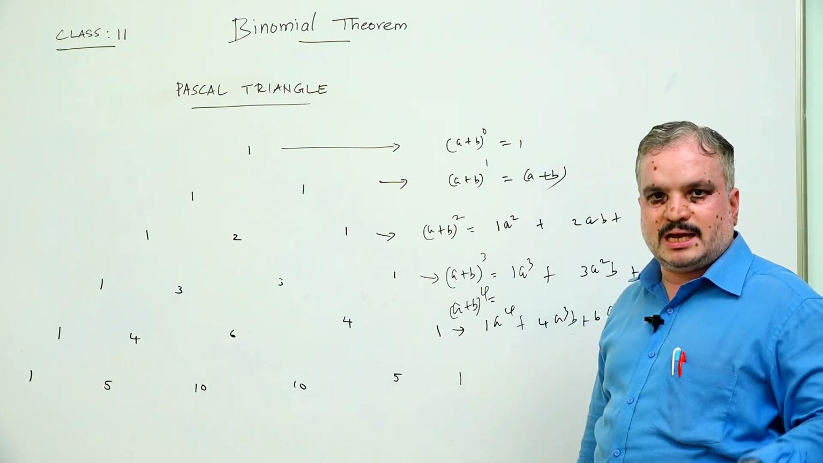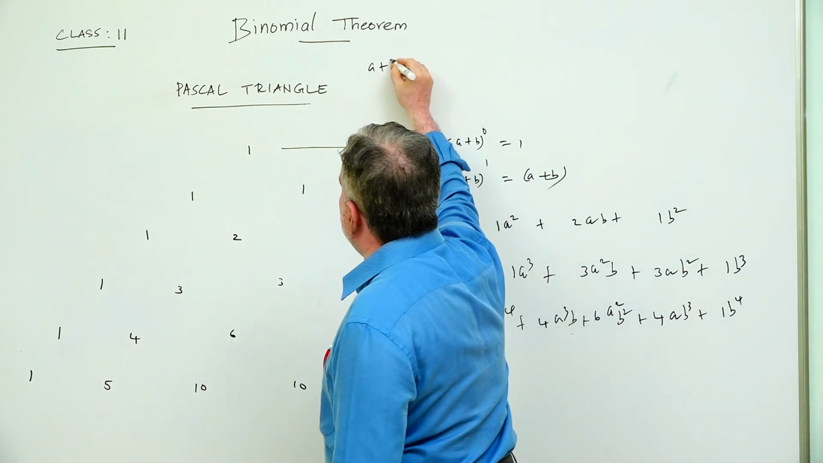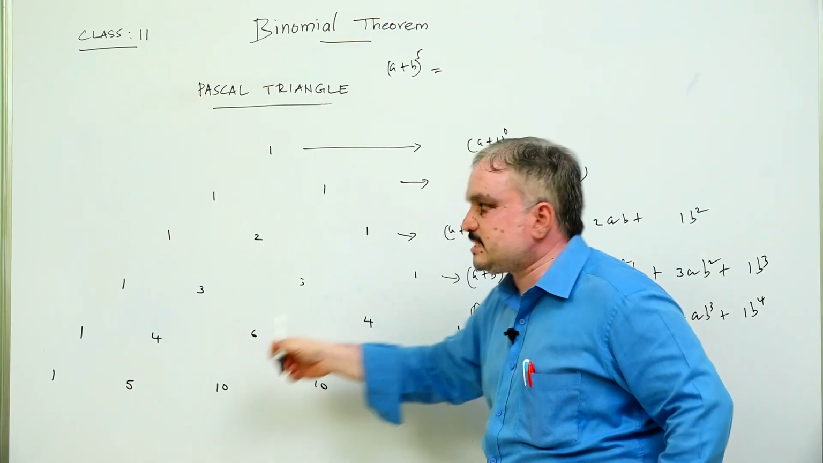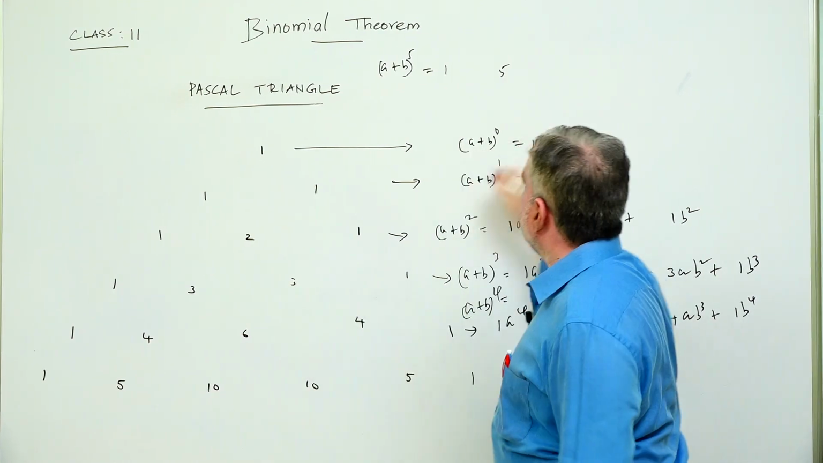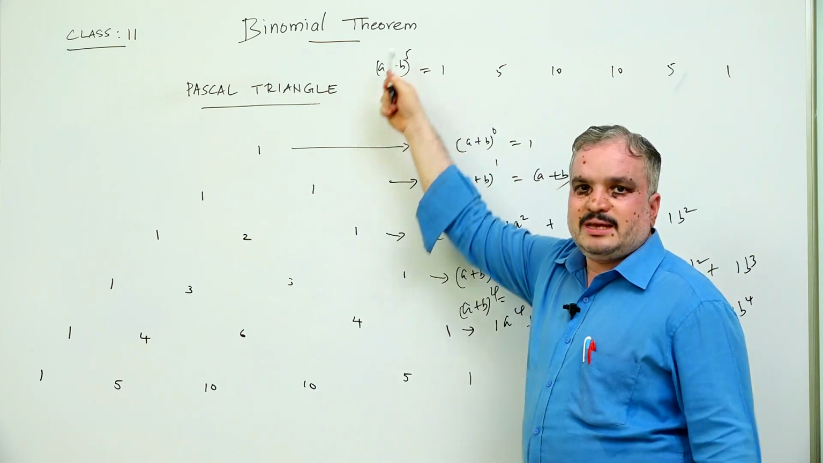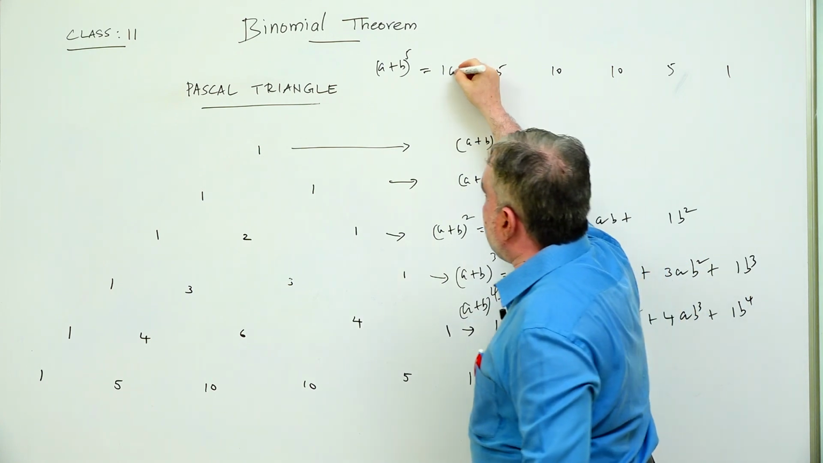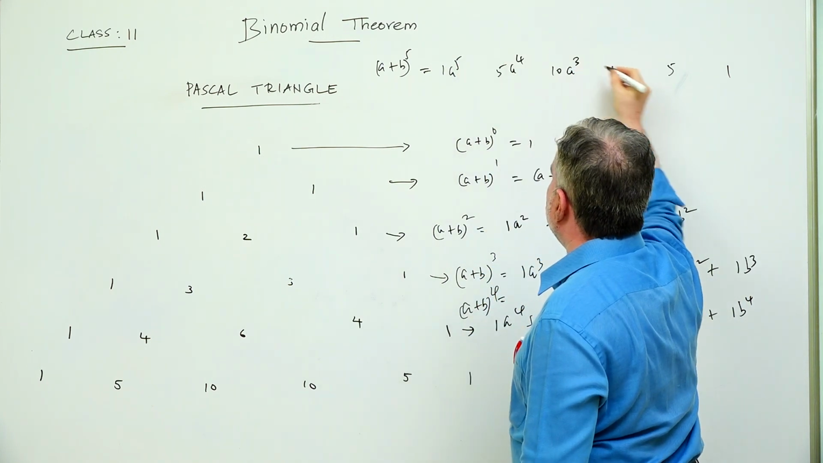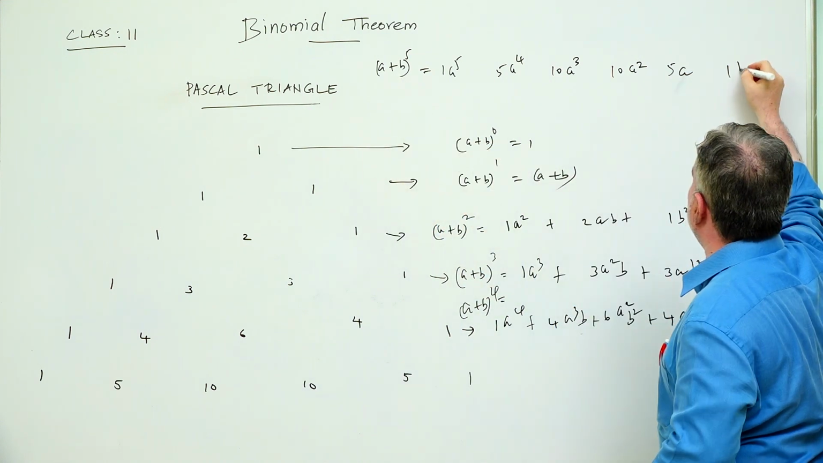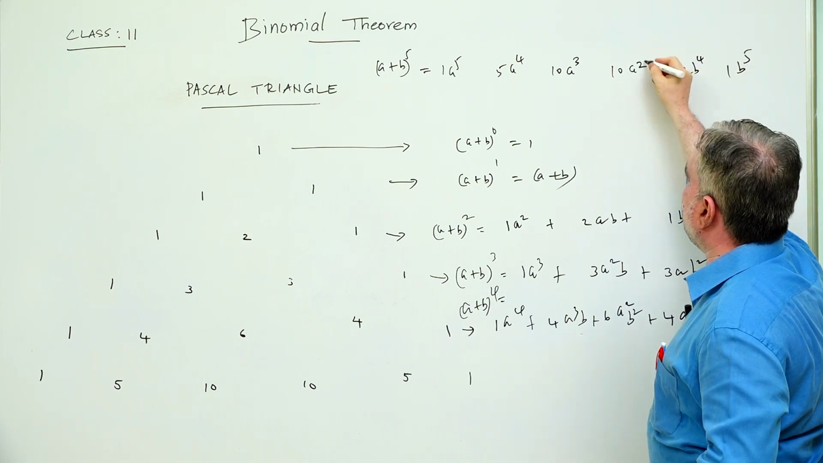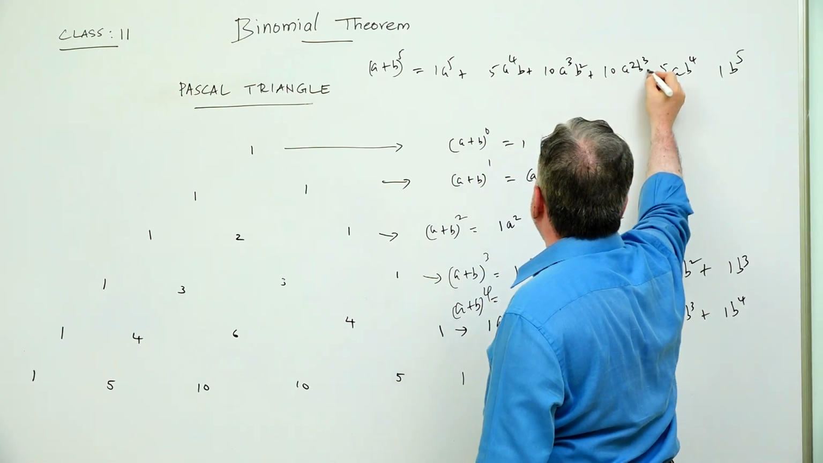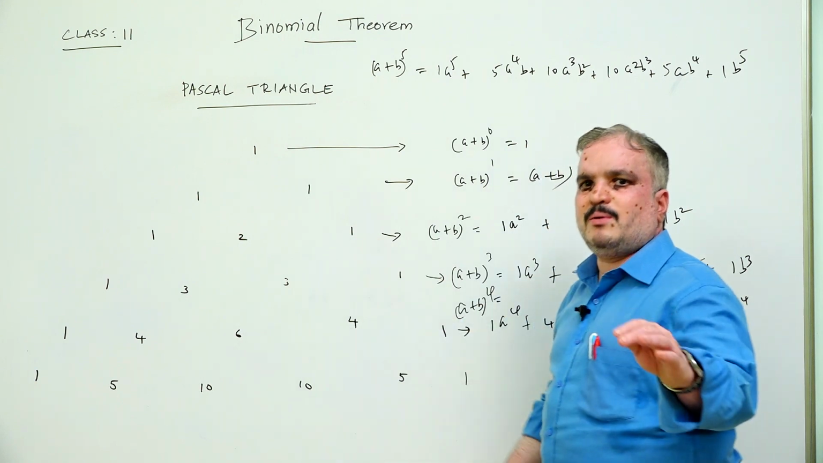Similarly, we are going to find the expansion of a plus b whole power 5. We know the idea. First we take the coefficients 1, 5, 10, 10, 5, 1. Here you see a power 5 is there, so we take a power 5 first, then a power 4, a cube, a square, a. We end with b power 5, so we go b power 5, b power 4, b cube, b square, b. This is the expansion of a plus b whole power 5.